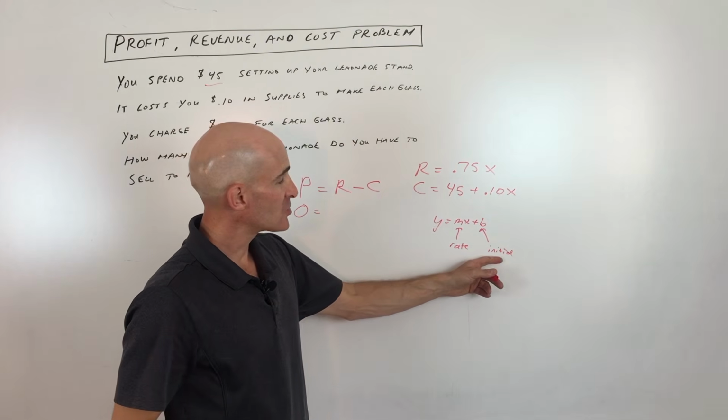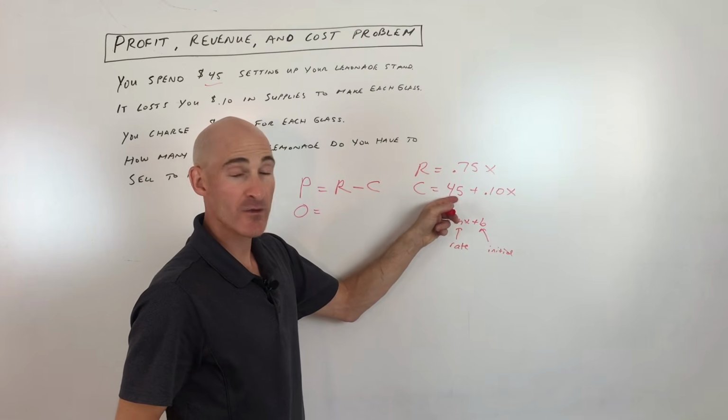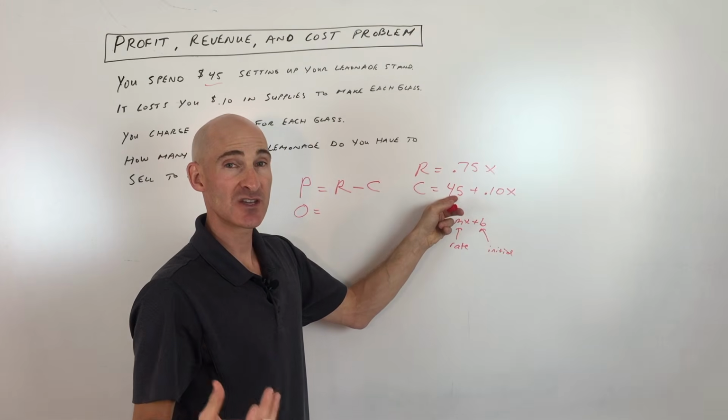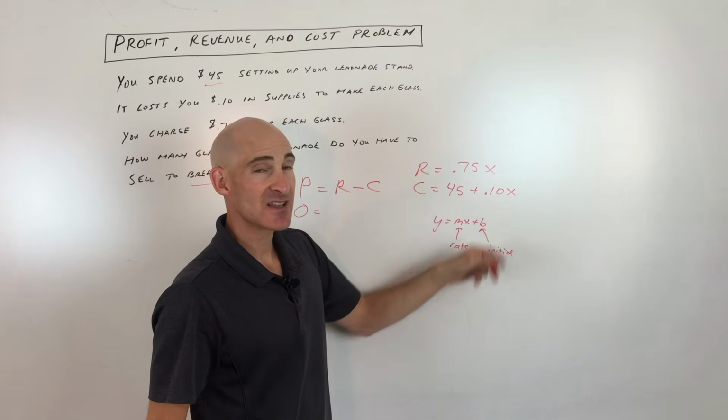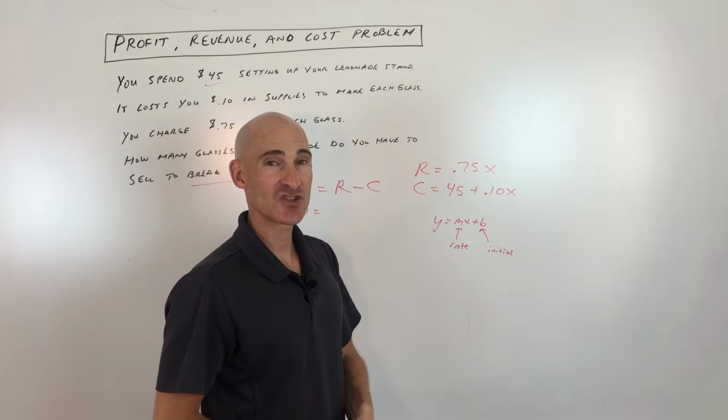So in this case, the initial condition is the $45 that you spent, that one-time fee to get your lemonade stand up and running. And then the rate is the 10 cents that it costs you for each glass that you make.